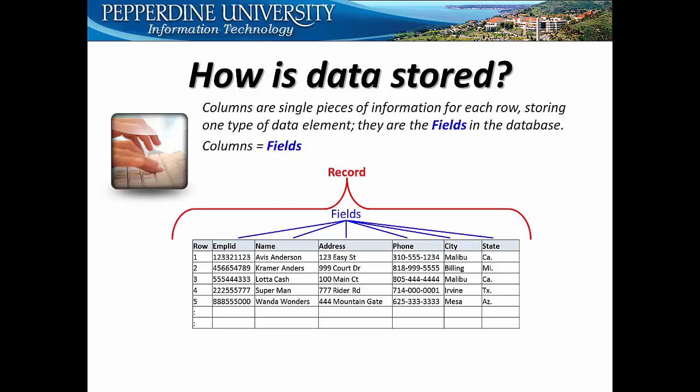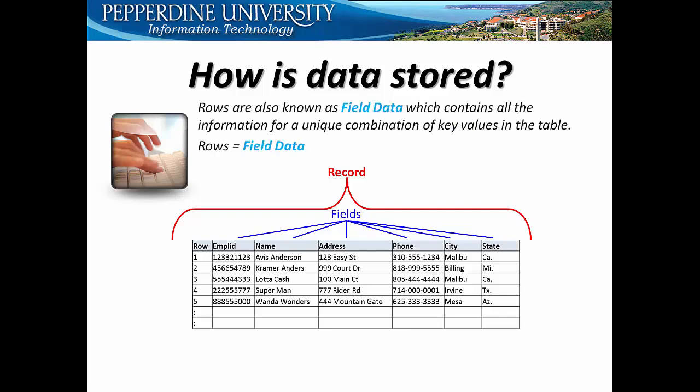Another database concept term, columns, are known as fields in PeopleSoft. Fields store one unique type of data element and are considered single pieces of information for each row. In this example, we would identify employee ID, name, address, and so on as the record field names. The rows are also a database concept, sometimes referred to as the field data, which contain all information for a unique combination of query data contained in that record definition.